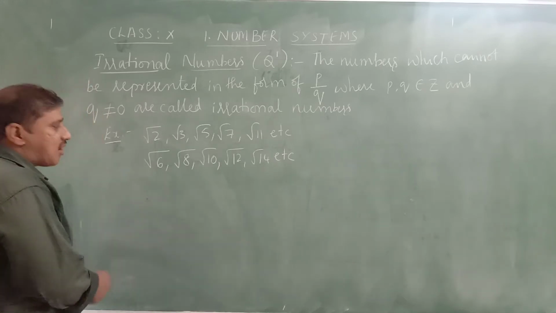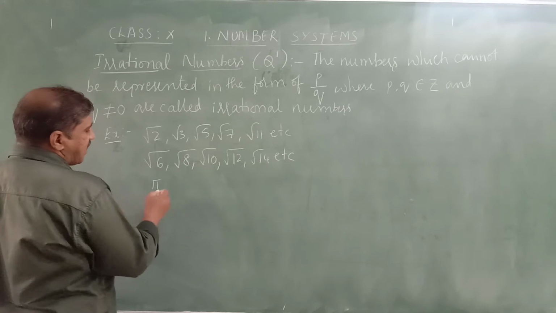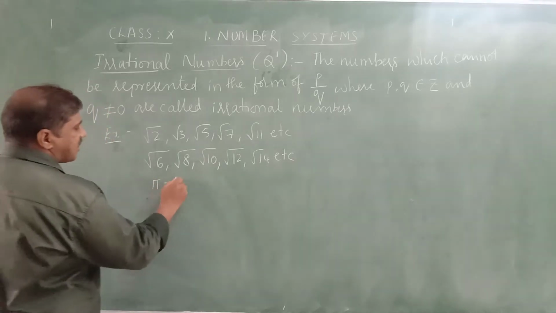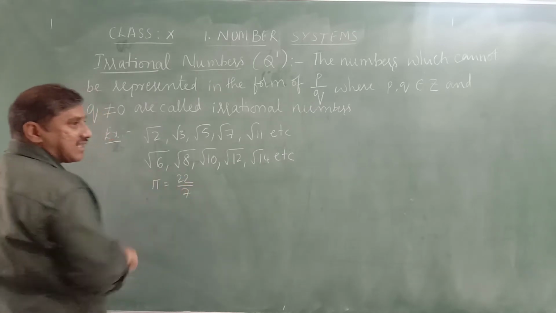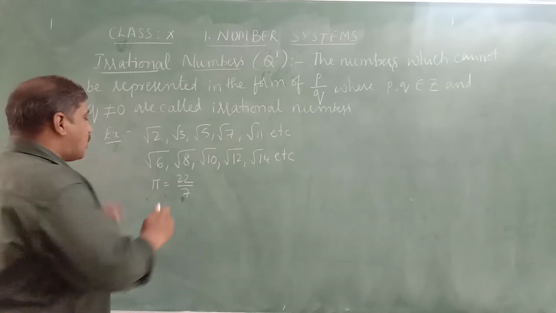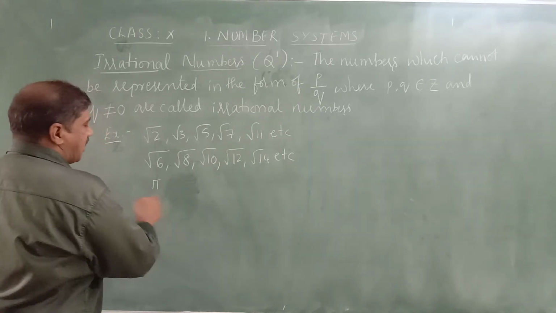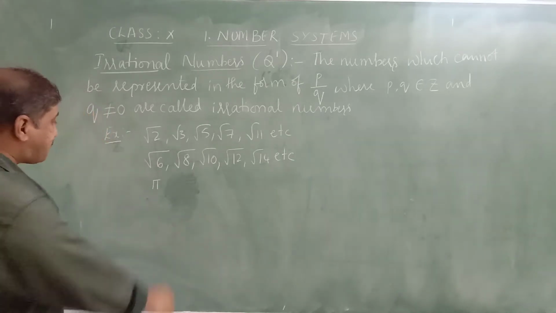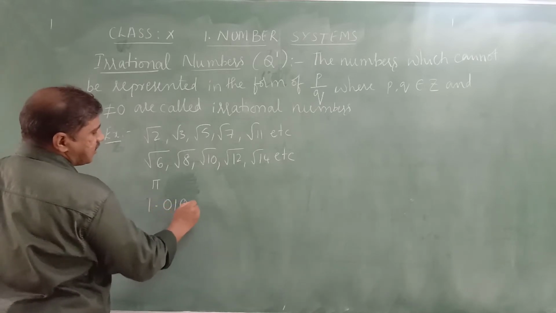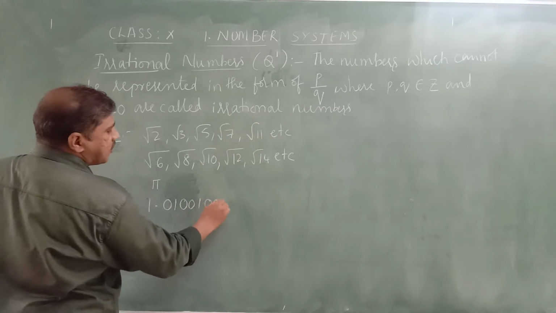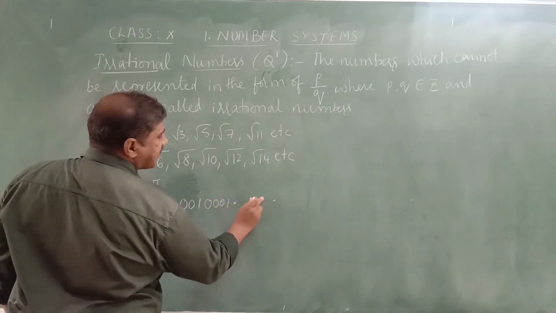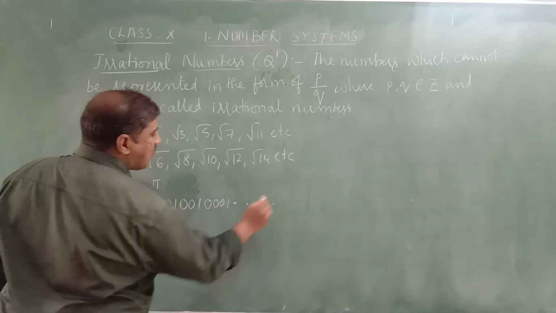And we even have some constants like pi. Pi is also an irrational number. Pi is equal to 22 by 7, but that is not exact, it is an approximate value. So pi is also an irrational number. In addition, numbers like 1.01001000100001 and so on are also irrational numbers.